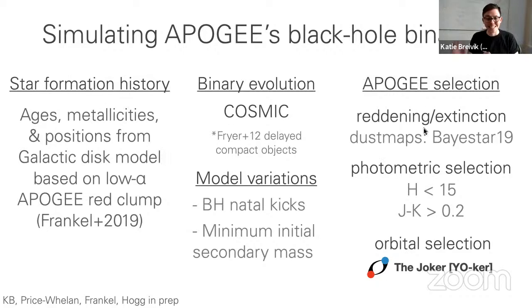And then we apply the exact APOGEE catalog selection that Adrian applied when he built the binary catalog, and that includes using orbital selection with his orbit fitting code, The Joker.